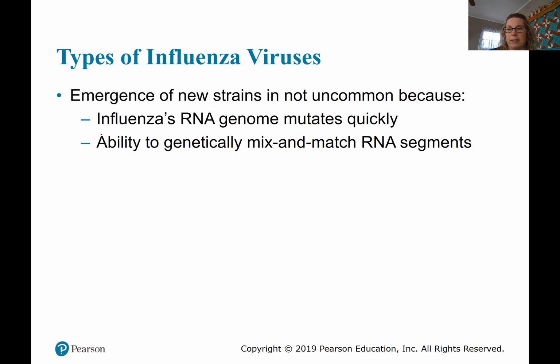Getting new strains of viruses is not very common, because the RNA genome has a lot of mutations that can happen. It doesn't have as many protective measures as organisms with a DNA genome, and that can cause a lot of mutations rather quickly. And they're able to genetically mix and match pieces of the RNA.